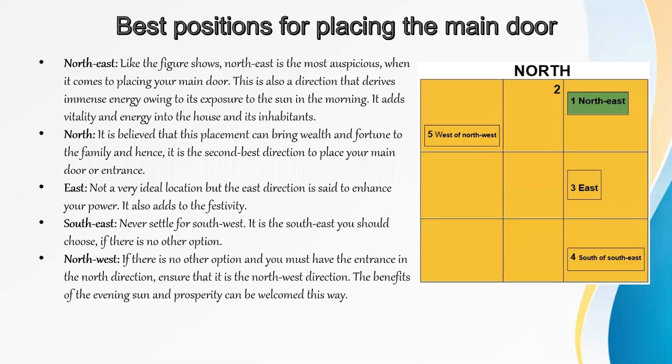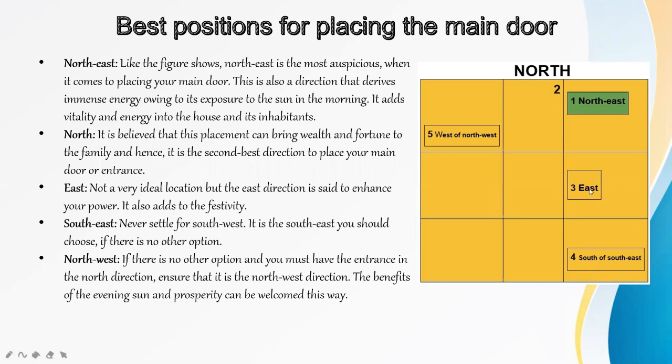Now we will see what are the best positions for placing the main door and why they are the best. Northeast is the most auspicious when it comes to placing your door. Because of its exposure to the sun in the morning, it brings immense energy to the room. It also adds vitality and energy into the house and its inhabitants. Then we have north as the second best position for the main door, as it is believed it brings wealth and fortune to the family.